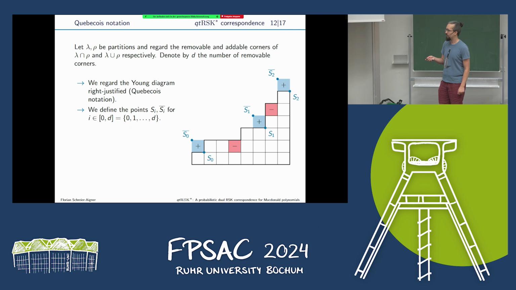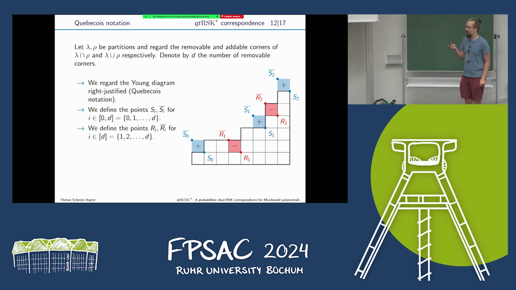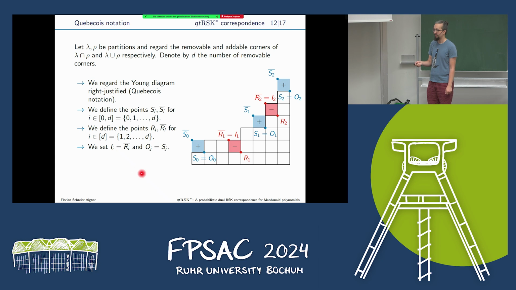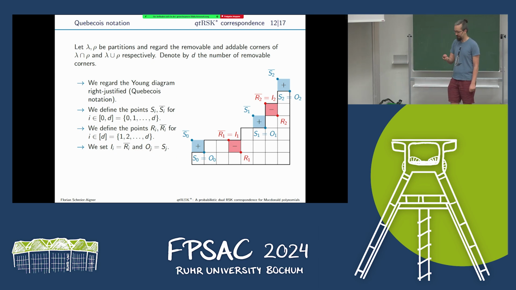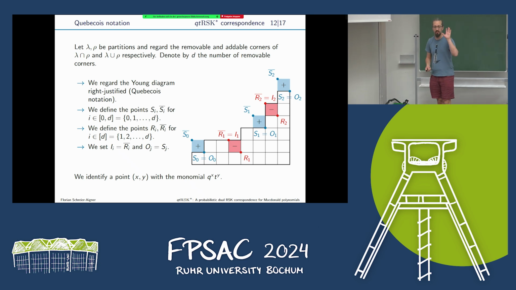And similarly for the removable, we are defining Ri at the bottom right, or Ri bar on the top left. And also for a reason which is clear in a moment, we're defining these kind of extra artificial points. So we're having I for inner corner, which is equal to Ri bar, or O for outer corner, which is equal to this Sj. And the reason we're doing this, defining all these points and now using Quebecois notation, is that we are identifying points with coordinates x, y to monomials with q to the x, t to the y.